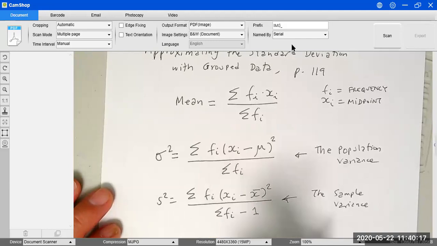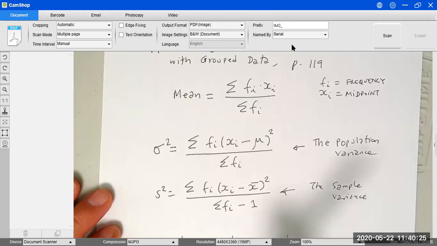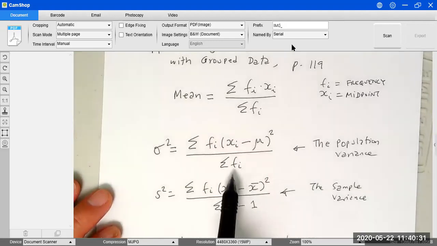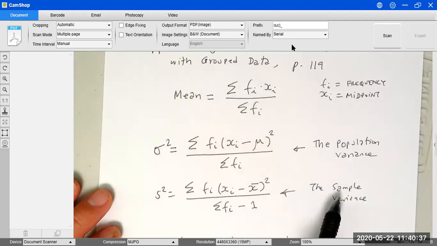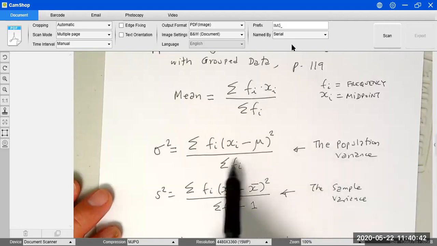And then we have two formulas depending on whether you are working with a frequency distribution that corresponds to a population or a frequency distribution that corresponds to a sample. The difference is going to be again the denominator. So instead of having just the sum of the frequencies, now you have the sum of the frequencies minus 1 if you are working with a sample. If you are working with a population, it's just the sum of the frequencies in the denominator.